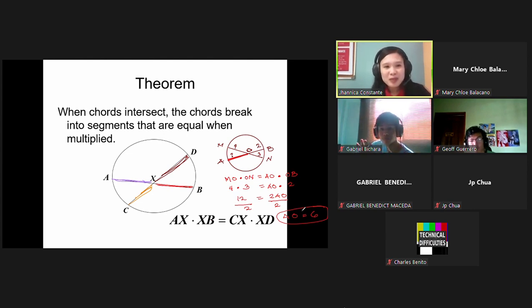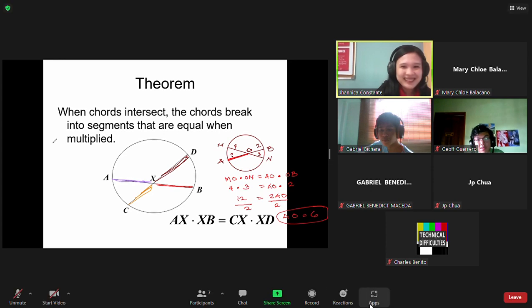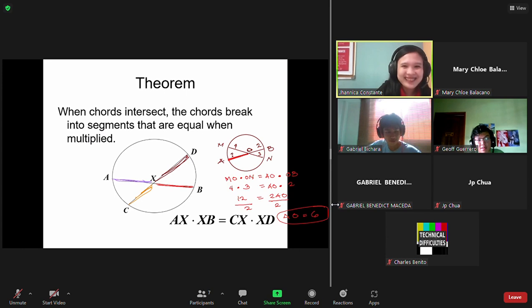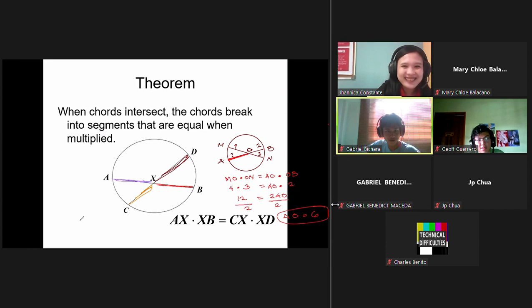Before we proceed with another theorem, let's proceed with the other theorem that we have regarding segments.